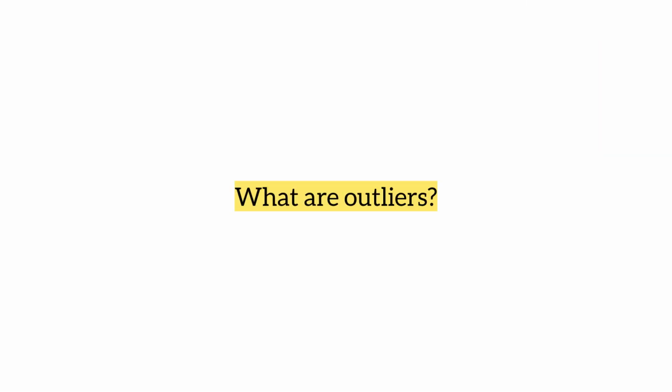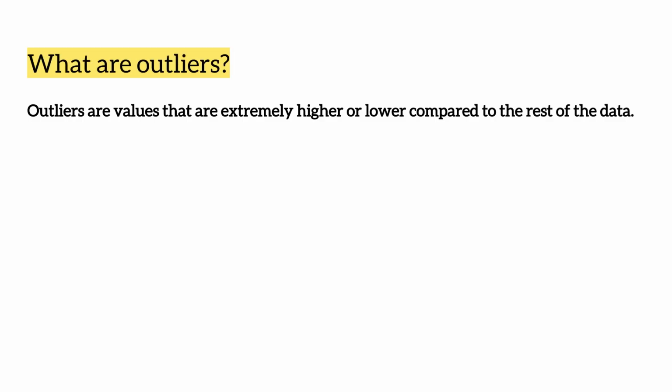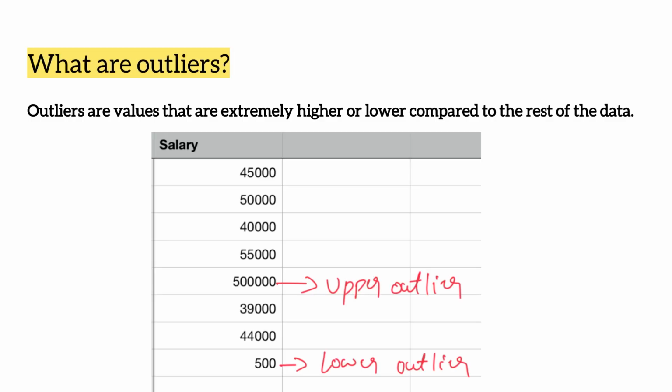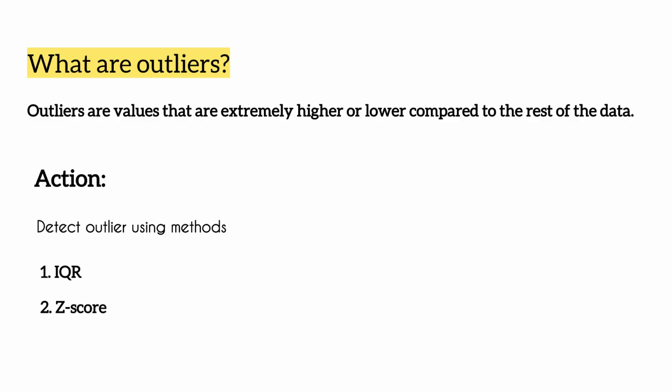What are outliers? Outliers are values that are extremely higher or lower compared to the rest of the data. Example: most salaries are around 50,000, but one value is 5 million. Action: outliers can be detected using IQR or Z-score methods, and then investigated or removed if necessary.